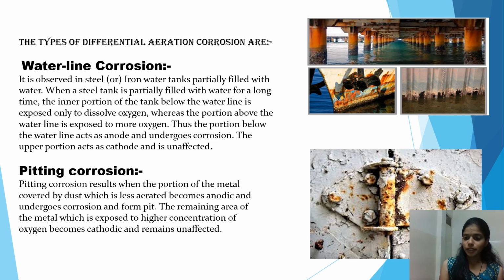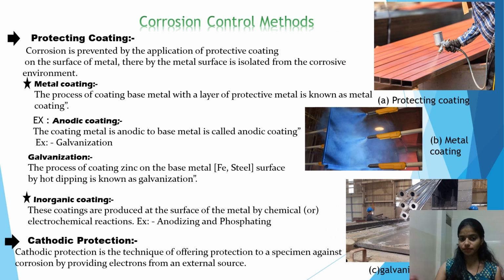The second one is pitting corrosion. Pitting corrosion results when the portion of the metal covered by dust, which is less aerated, becomes anodic and undergoes corrosion and forms a pit. The remaining areas of the metal, which are exposed to a higher concentration of oxygen, become cathodic and remain unaffected.